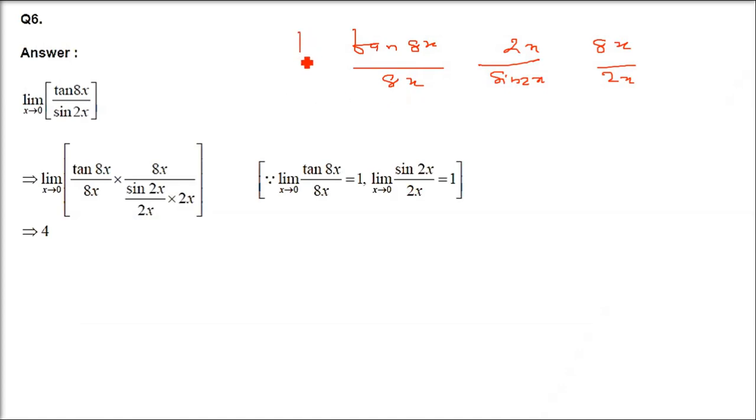So tan 8x by 8x. Now apply the limit. X tends to 0. Here also apply the limit. X tends to 0. So you don't have to apply a limit here because x gets cancelled. 8 by 2, 2 4s are 8. So 4 will come. So this is 4 only, because tan 8x by 8x is 1, and limit x tends to 0, sin 2x by 2x is going to be 1. So 4 is going to come.